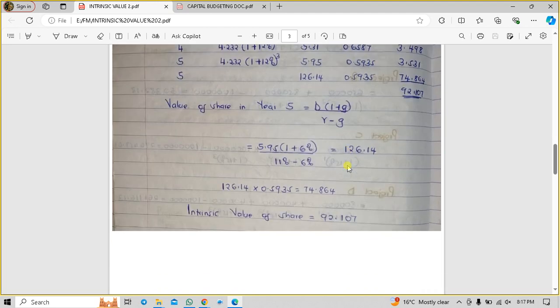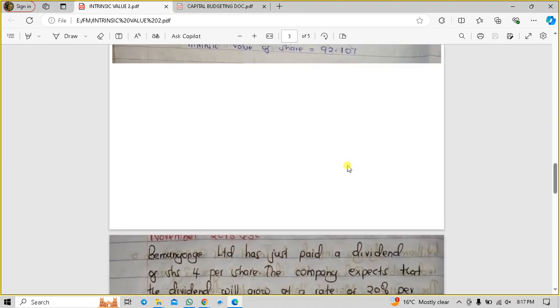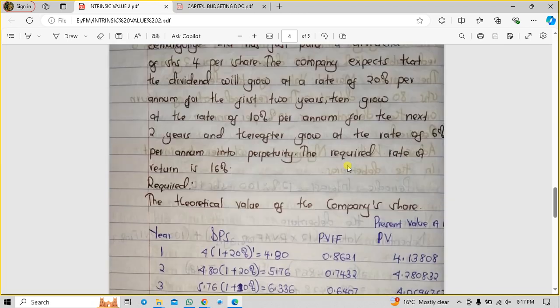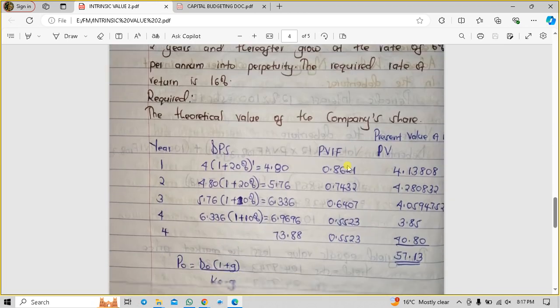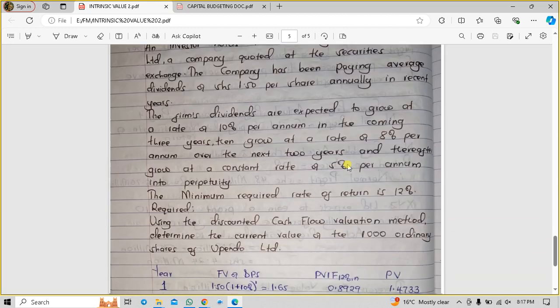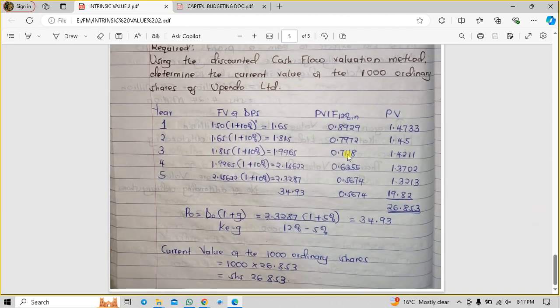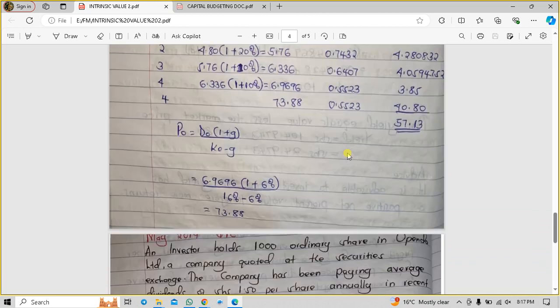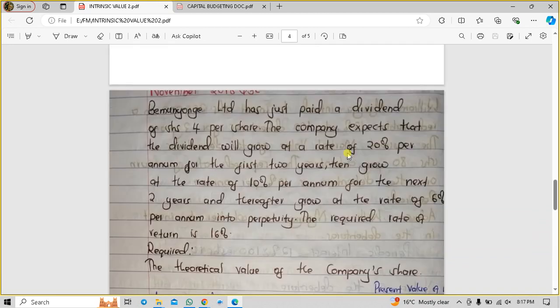Okay. If we are good in this, I want to show you a different method that is a bit simpler. And then there is another question that you can check out that is already done.